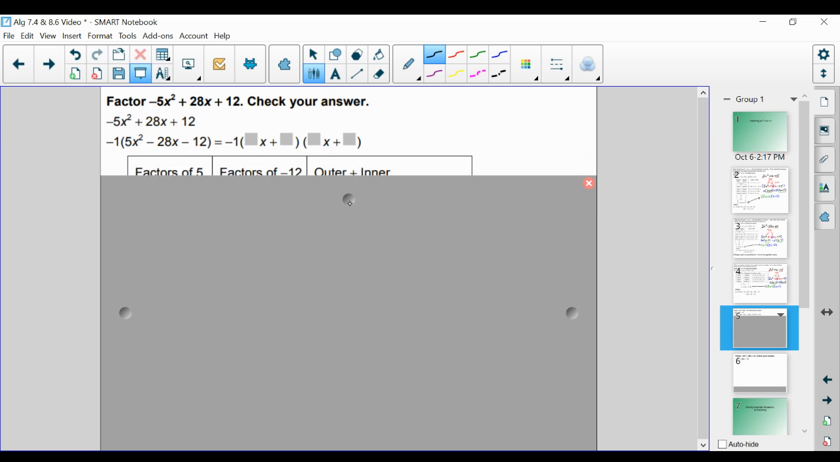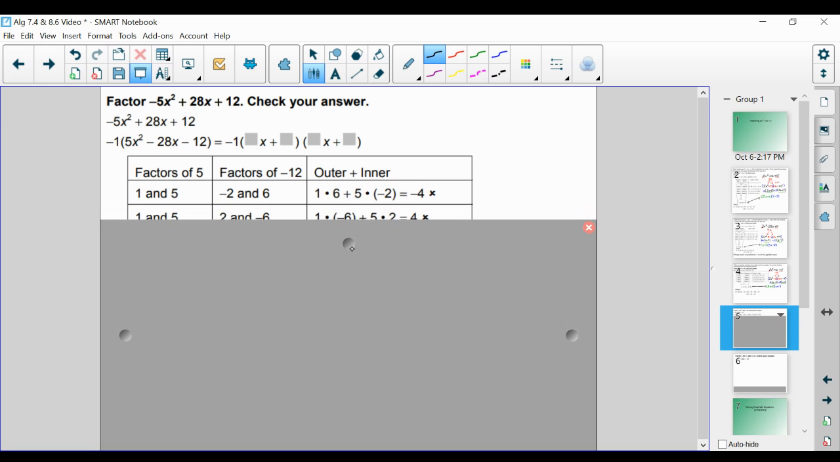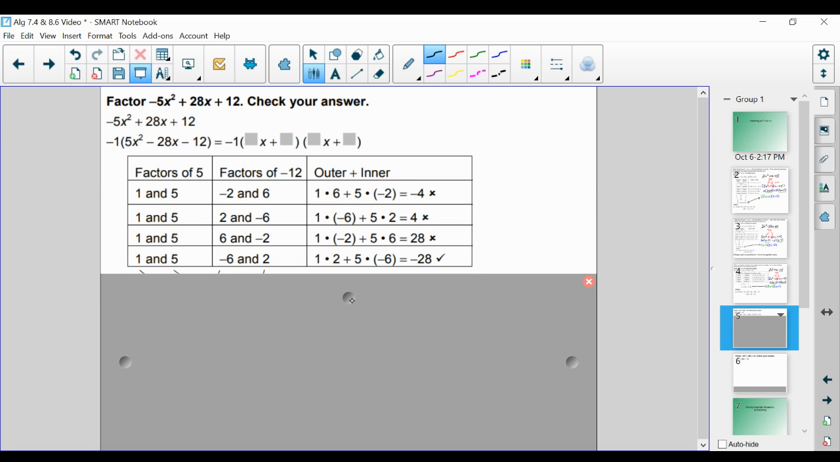And then from here, we need to find factors of 5 and factors of negative 12 that when multiplied together and added, we get negative 28. We're going to find we get 1 and 5, negative 6 and 2.